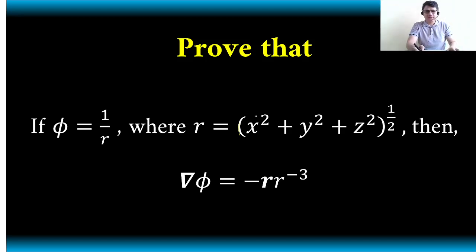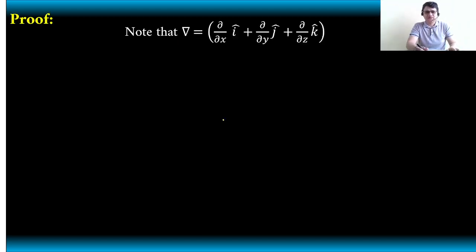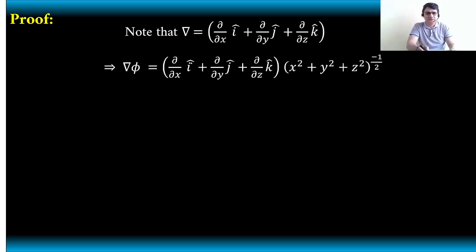Now to prove this, we have to note that the gradient operator is given by this equation: partial with respect to x of i hat plus partial with respect to y j hat plus partial with respect to z k hat. Then we operate this on phi and see if the problem can be proved. So we have to operate this gradient operator on phi.